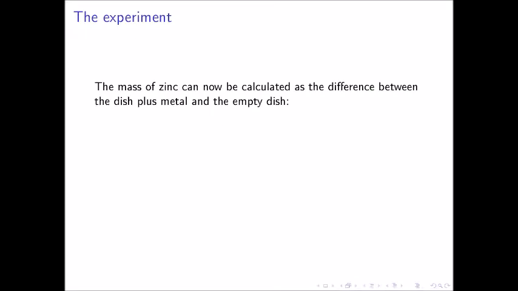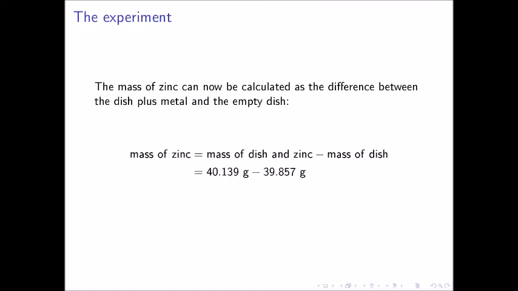We can now perform our first calculation. The mass of zinc can be calculated as the difference between the dish plus metal and the mass of the empty dish. The mass of the dish plus zinc was 40.139 grams. The mass of the empty dish was 39.87 grams. And by subtraction, we find the mass of zinc to be 0.552 grams.